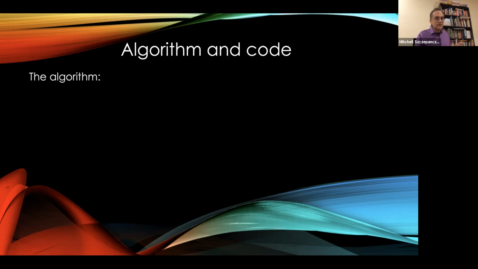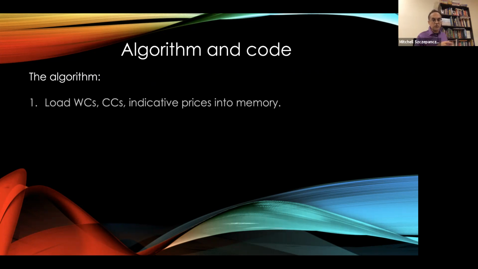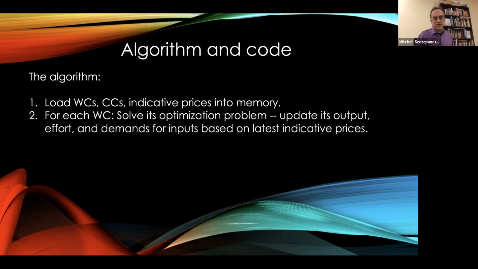Given both of these equations, the algorithm proceeds as follows. And this is what we're going to turn into code. 1, we load the worker councils, consumer councils, how those are to be defined, and I'll show those in a moment, as well as the indicative prices within an economy into memory. 2, for each worker council, we solve its optimization problem. That is, we take the latest indicative prices and then update the output, the effort, and the demands for the inputs based on those latest indicative prices.